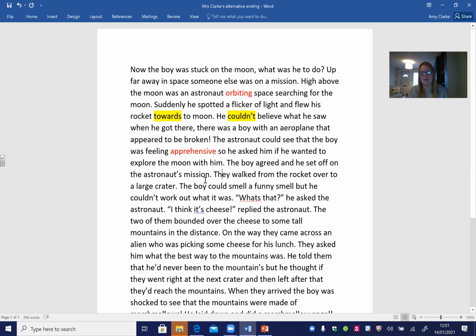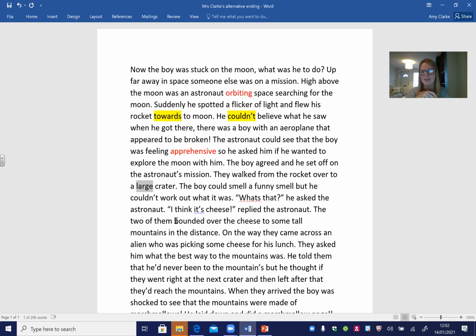That's okay, isn't it? That apostrophe is correct, so I don't need to change that. They walked from the rocket over to a large crater. Oh, I wonder if we could think of a more exciting word for the word large. Pause the video now and have a think. What could we come up with as a better word for the word large? Off we go.